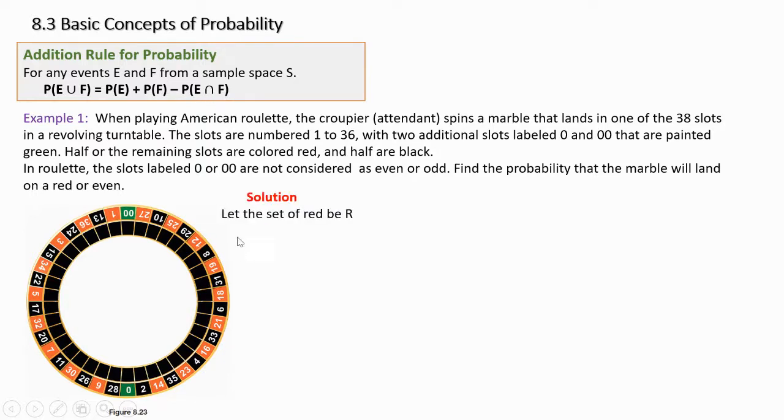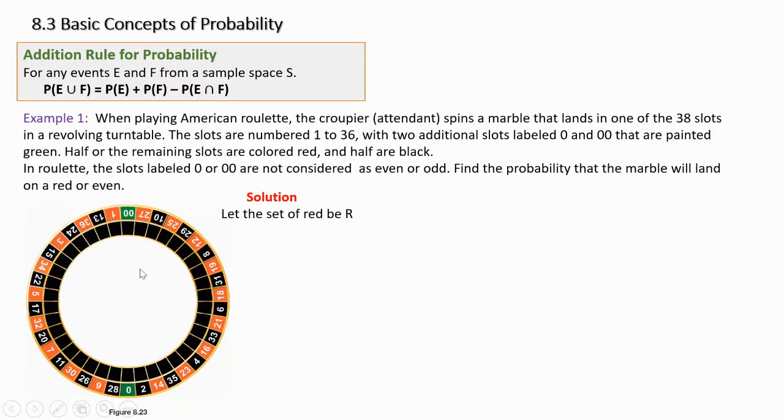So here's my solution, guys, okay? So let's say example 1, when playing American roulette, the croupier or the attendant spins a marble that lands on one of the 38 slots in a revolving turntable. The slots are numbered 1 through 36 with 2 additional slots labeled 0 and 00 that are painted green, right? Here they are. So half of the remaining slots are colored red and half are black. In the roulette, the slots labeled 0 and 00 are not considered even or odd. Find the probability that the marble will land on a red or an even.